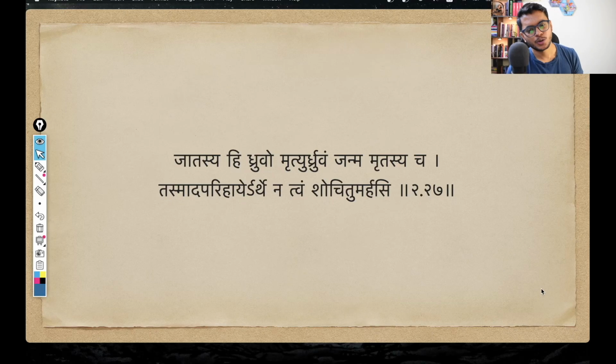Okay, so this is the shloka that we have today. Let me go through the shloka once. Jatasya hi dhruvo mrityur dhruvam janma mritasya cha tasmada pariharye arthe na tvam shochitum arhasi.